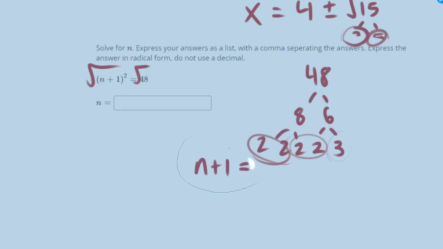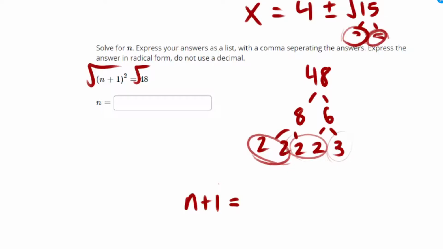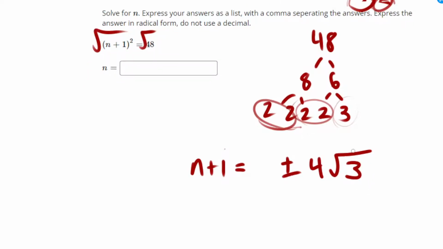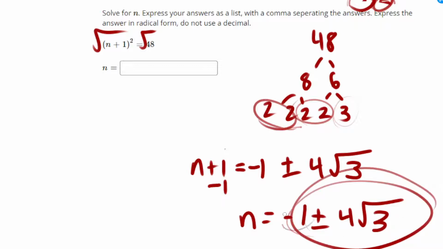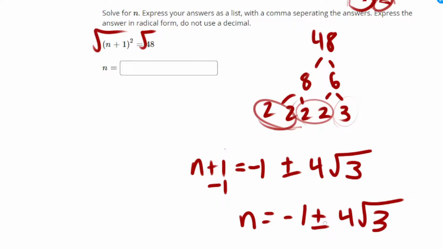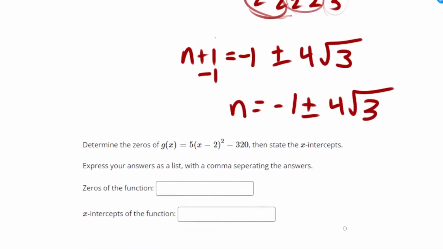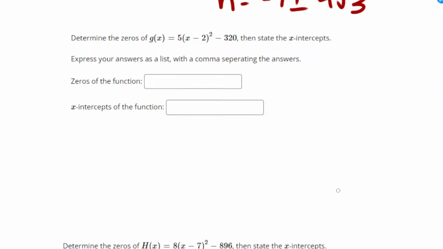Let me move this down a bit. It is equal to plus or minus 2 times 2, which is 4, with a leftover of 3 on the inside. We can subtract 1 from both sides, and that will give you your answer. So n is equal to negative 1 plus or minus 4 times the square root of 3. And you would separate these answers. So negative 1 plus 4 times the square root of 3, and negative 1 minus 4 times the square root of 3. Determine the zeros of g of x equals 5 times x minus 2 squared minus 320.